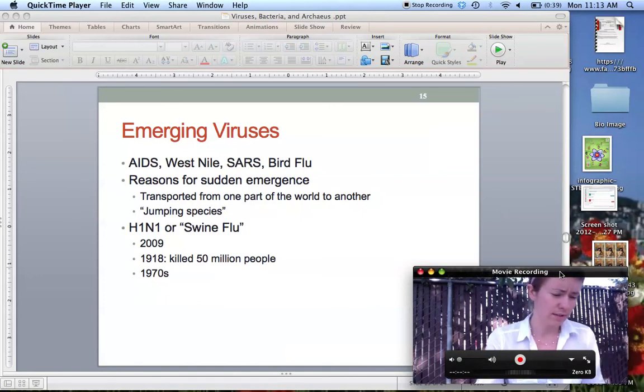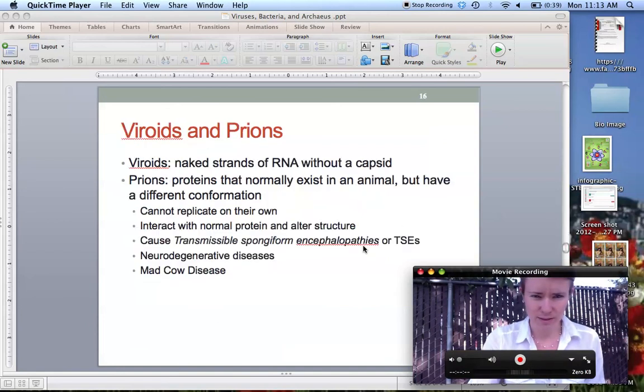So lastly, your textbook talks about something called viroids and prions. Viroids and prions are very similar to viruses, but they're not exactly the same thing. The viroid itself is a naked strand of RNA without a capsid. So it doesn't have a protein coat, but it does the same thing. It can't replicate itself, but it enters a host cell's genome and gets copied over and over again. These are very prevalent in plants. A lot of plant diseases come from viroids.